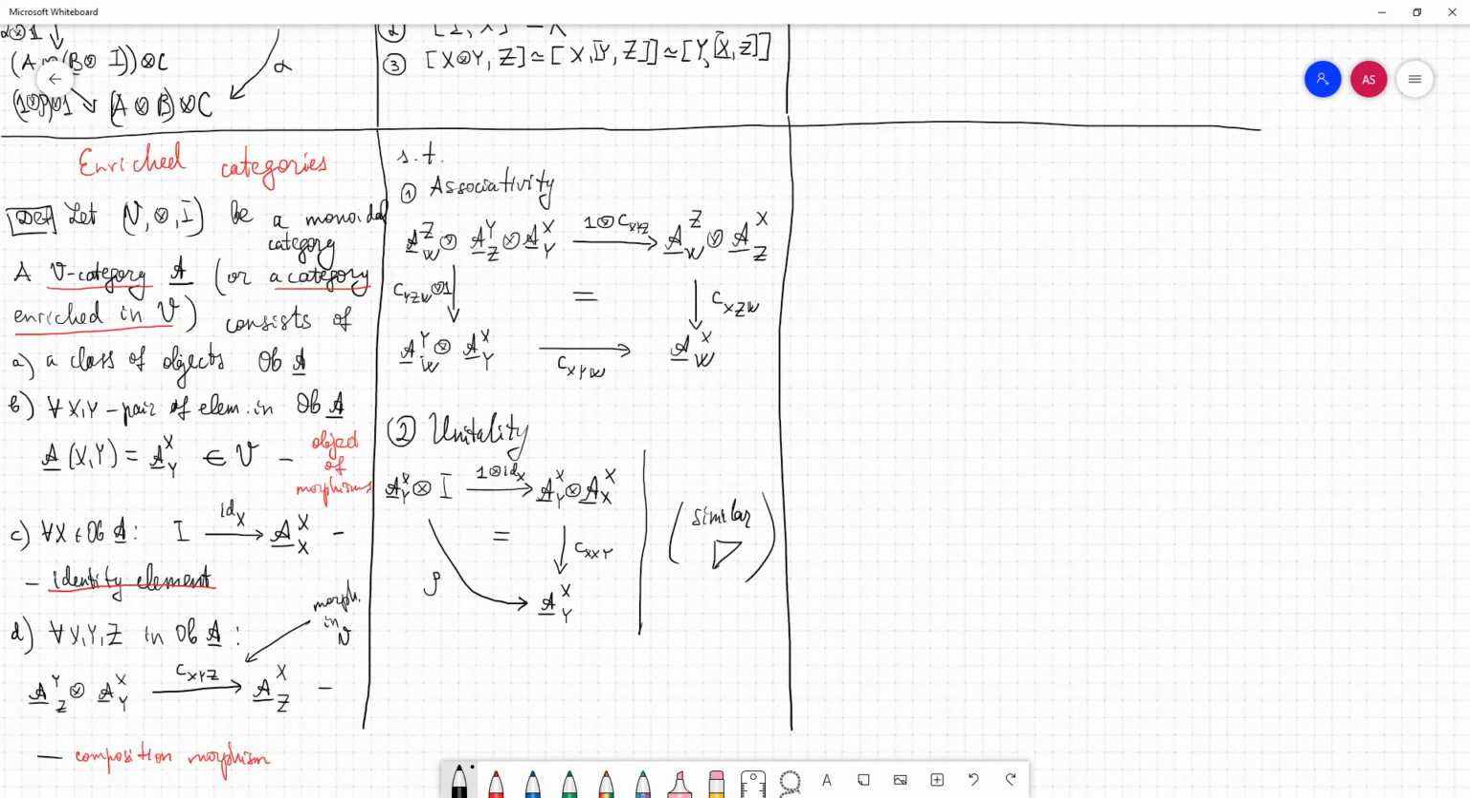Right now, I want to give you a list of basic examples that we will be using throughout the course of monoidal categories and enrichment.